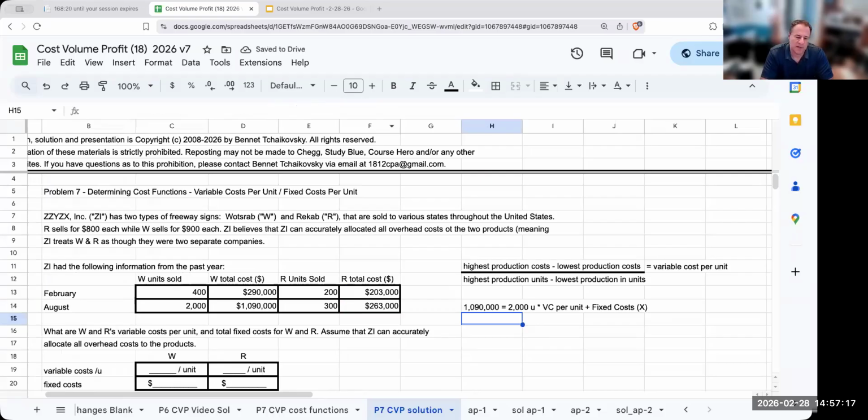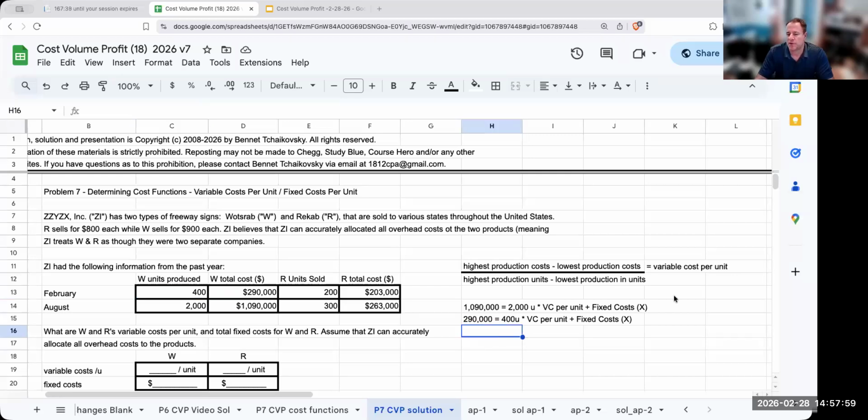Right over here, then that means if the relationship holds, then we should have 290,000 equals 400 units, right? Because this is the number of units sold at this total cost times my variable cost per unit, which is going to be the same, plus my fixed costs X. And we should probably call this units produced. Again, your units produced, units sold, we'll just assume that they're exactly the same.